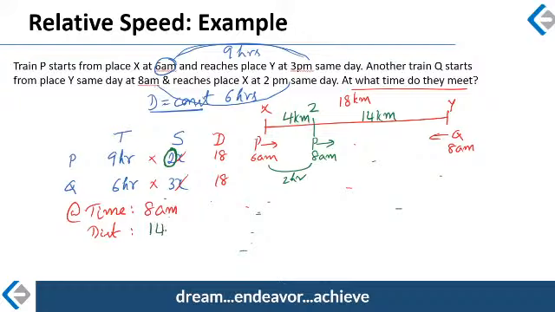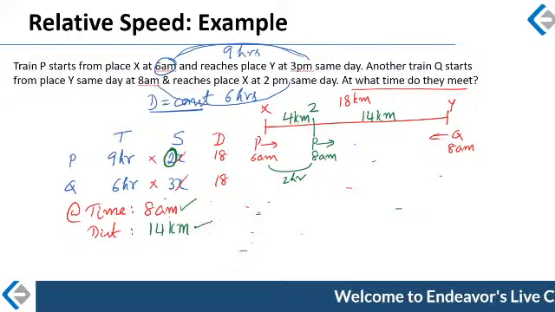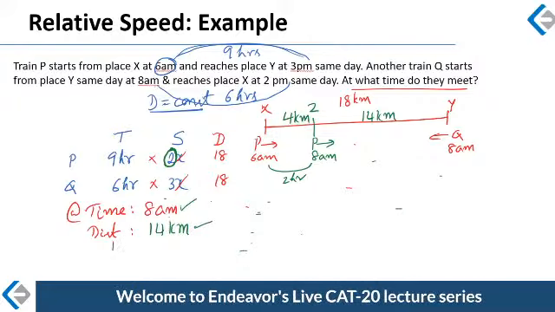That's the relative distance. What is the relative distance? 14 kilometers. Relative speed comes into the picture at 8 o'clock. The relative distance to be covered is 14. What is the relative speed itself? The sum of the speeds, that is 3 plus 2, which is 5 kilometers per hour.